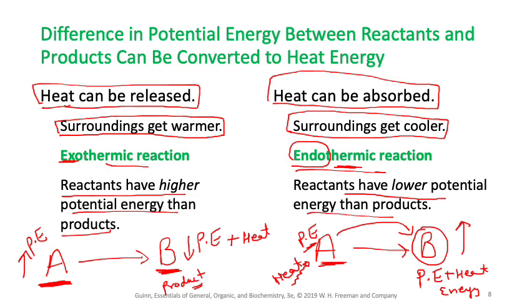Right? So make sure you know the difference between the exothermic and endothermic reaction, how you can differentiate, because this is important. So if I ask you about the exothermic reaction, you can say the reactant always has higher potential energy than the product, whereas in an endothermic reaction, the reactant has lower potential energy if we compare with the product.